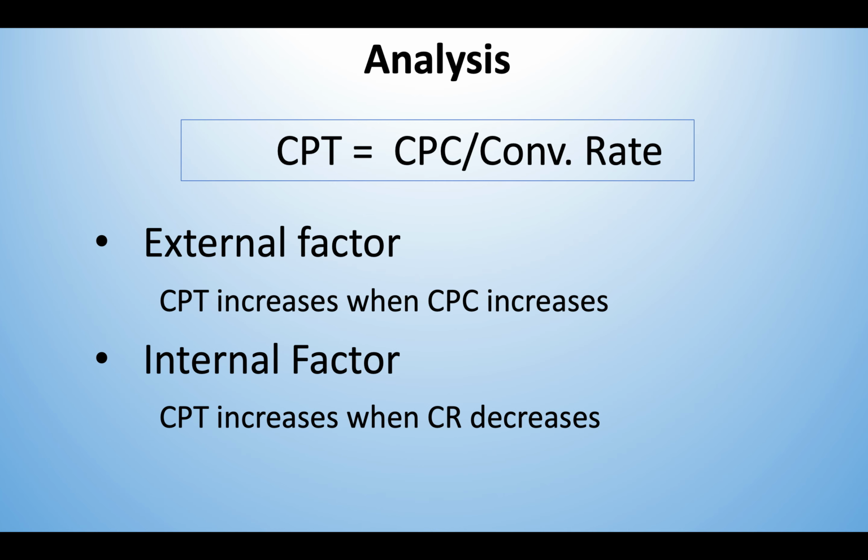Like I mentioned, you have already done analysis till CPC and haven't seen any noticeable difference. Now you're going to see how the CR, that is the conversion rate, and the conversion metric are going to change your CPT. CPT is basically your CPC divided by conversion rate. So your CPT increases if there is an increase in the CPC, but you analyzed and finished your analysis saying that there is no change in the CPC.